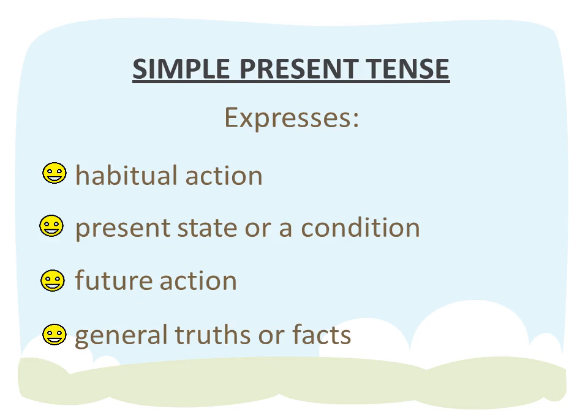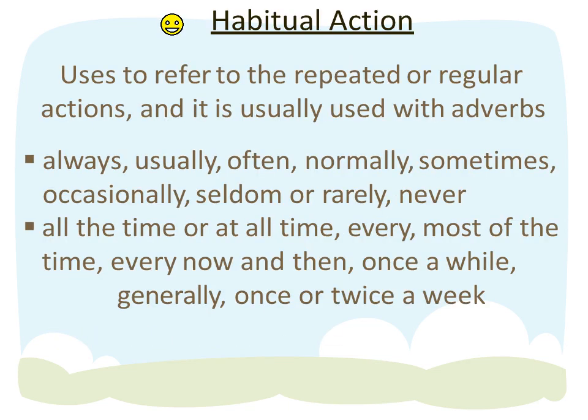Simple present tense expresses habitual action, present state or condition, future action, general truths or facts. Habitual action is used to refer to repeated or regular actions, and it is usually used with adverbs like always, usually, often, normally, sometimes, occasionally, seldom or rarely, never, all the time or at all times, every, most of the time, every now and then, once in a while, generally, once or twice a week.